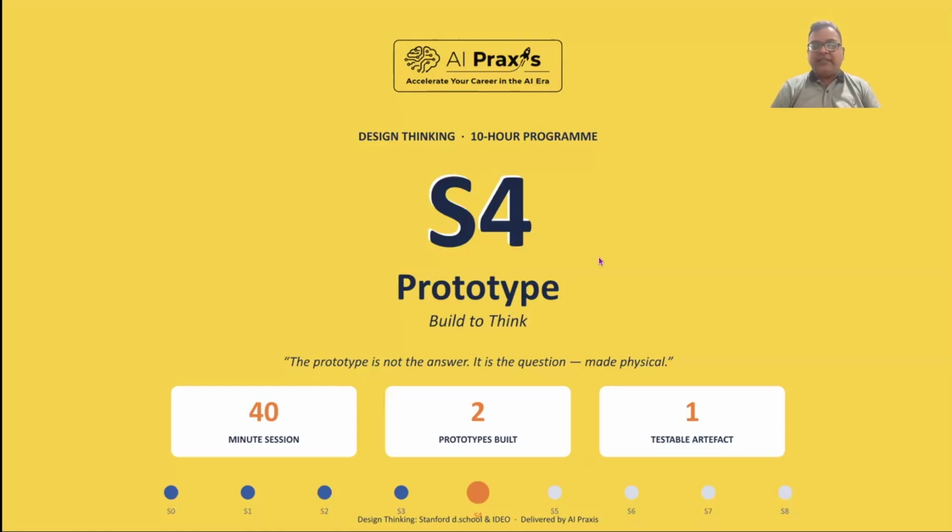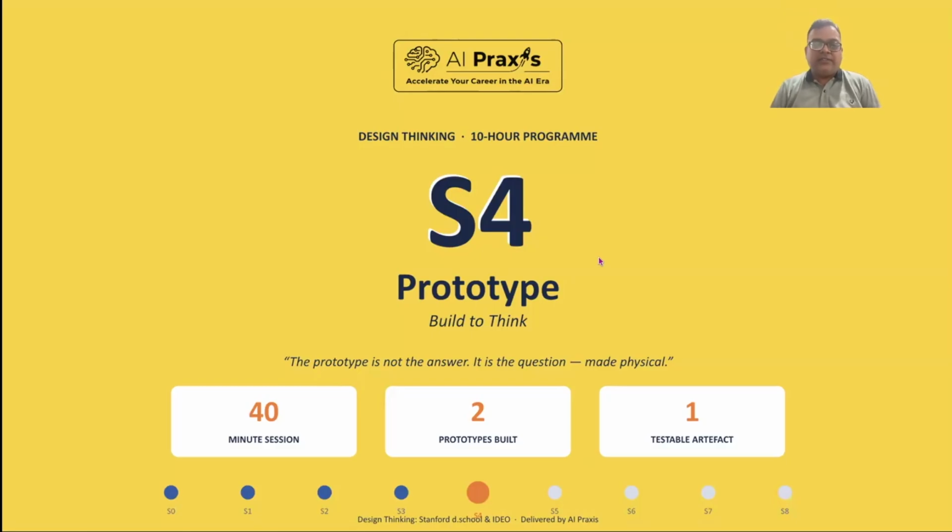I hope you're excited about the next phase that we're going to learn, which is on prototype, right? And this is definitely going to be one of the most practical and enjoyable sessions of our design thinking journey.